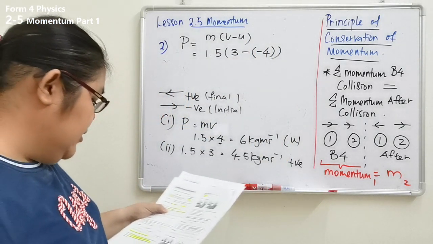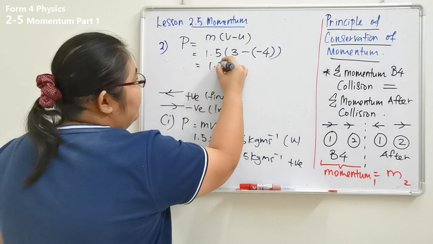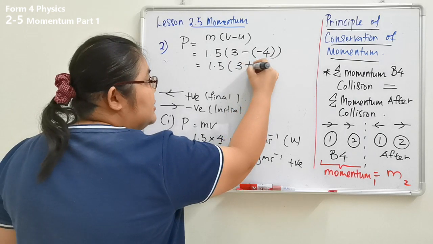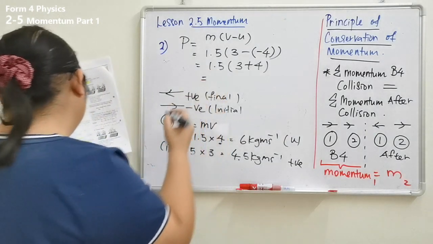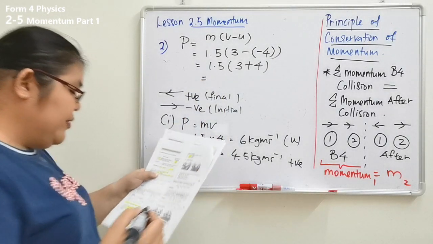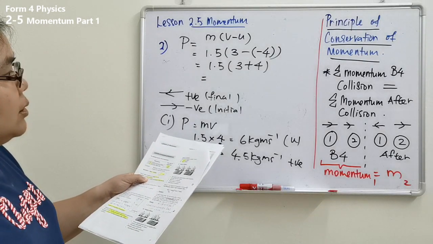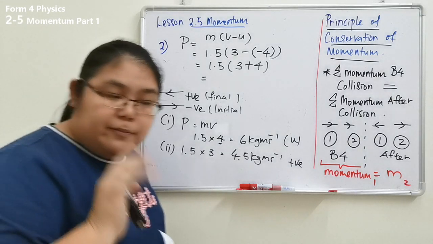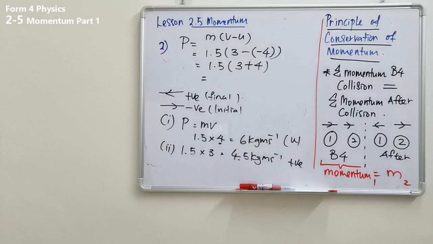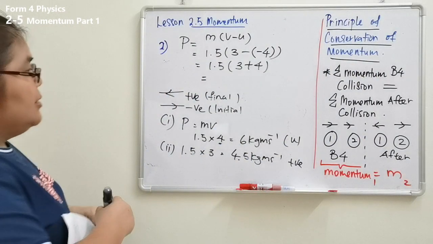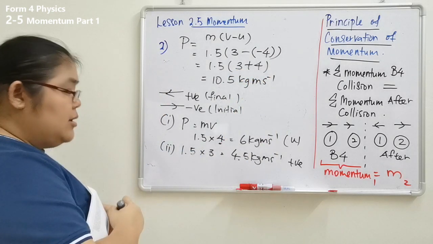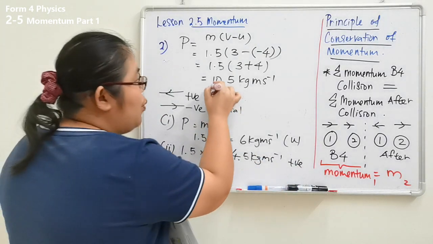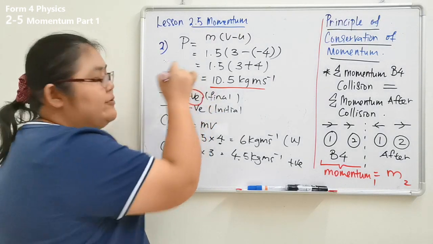Okay, so final, what do you see? 1.5, 3 plus 4. Can you see they become positive already? So the final answer should be 1.5 multiplied with 7. So 1.5 multiplied with 7 is how many? Okay, calculation please. I take the calculator. Wait. Okay, so the answer is 10.5 kg m s^-1.